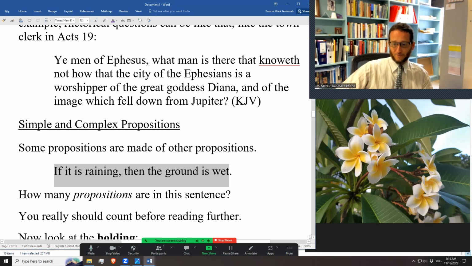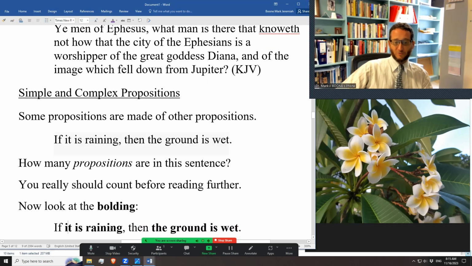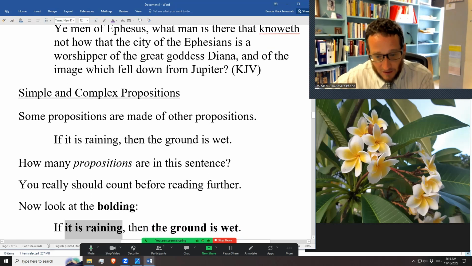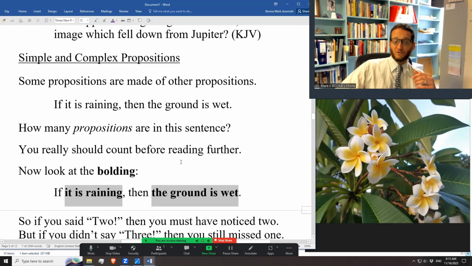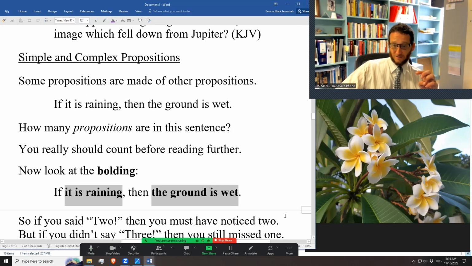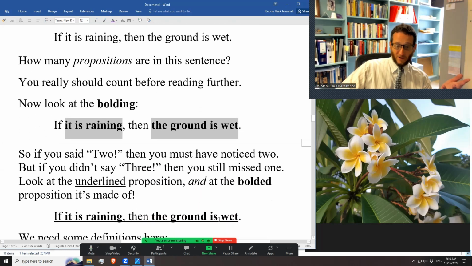Well, you might say there's the proposition, it is raining, and the proposition, the ground is wet. And if you said those two propositions were in the sentence, you're correct. But if you said there's only two propositions in the sentence, you were missing one. That sentence actually has three propositions. It has the proposition, it is raining. It has the proposition, the ground is wet. And then it has the combined proposition, if it's raining, then the ground is wet.